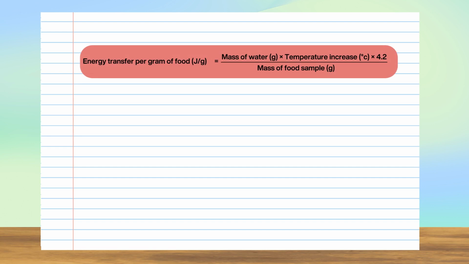Next, we can calculate the energy transferred by each food sample. To do this, we can use the formula of energy transfer per gram of food equals the mass of water multiplied by the temperature increase multiplied by 4.2, divided by the mass of the food sample. For this experiment, we know that the mass of water is 25 grams as 1 centimeter cubed of water weighs 1 gram, and we use 25 centimeter cubed of water.